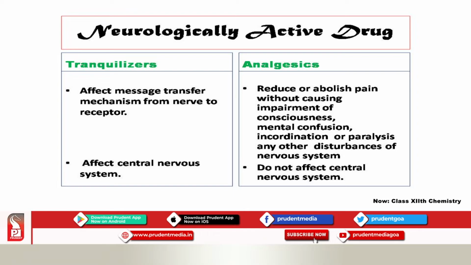Next class of drugs we have is neurologically active drugs. These are divided into 2 types, tranquilizers and analgesics. Tranquilizers affect the messenger transfer mechanism from nerve to the receptor, whereas analgesics are simply called painkillers. They reduce or abolish pain without causing impairment of consciousness, mental confusion, incoordination, paralysis or any other mental disturbances. Tranquilizers affect the nervous system. Analgesics do not affect our nervous system.